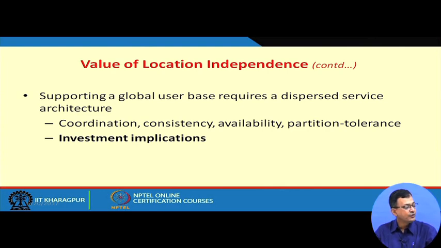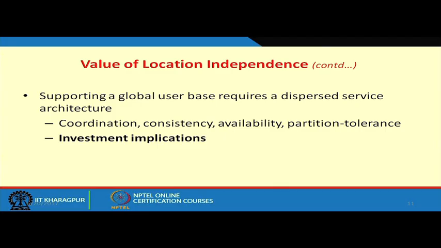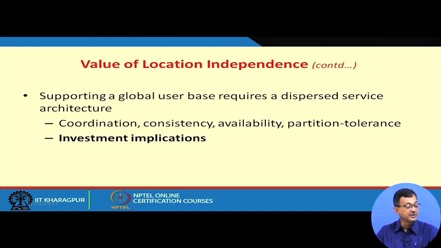So, supporting a global user base requires a disparate service architecture. If my provider is to support the whole global user base, then I have to have an appropriate distributed and dispersed architecture to do that, and similarly the protocol. So, coordination, consistency, availability, partition tolerance, these are issues, and it has a direct implication on investment, that is, what sort of investment we want to do.